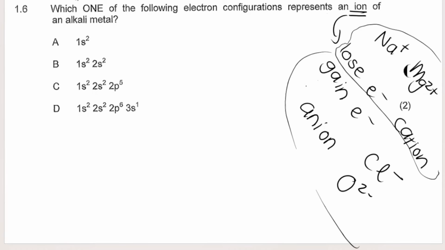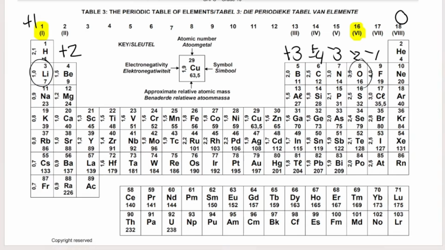Now we need to figure out what an alkali metal would form. Would it form a cation, a positive ion, or would it form an anion? Alkali metals are my group 1 metals over here. These are my alkali metals. And we know, look at the charge, we know that they will form +1 charges. They will form cations, which means that they will lose 1 electron.